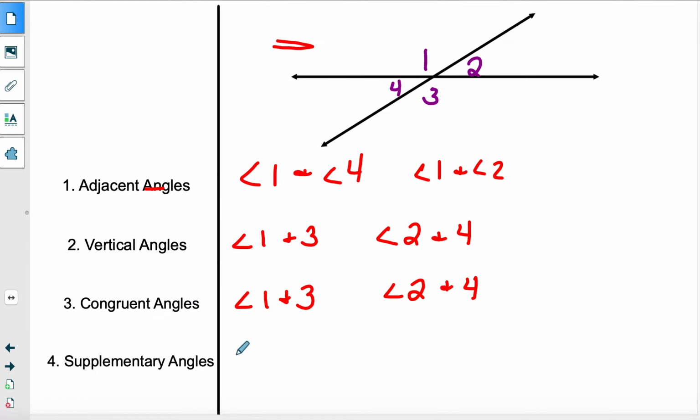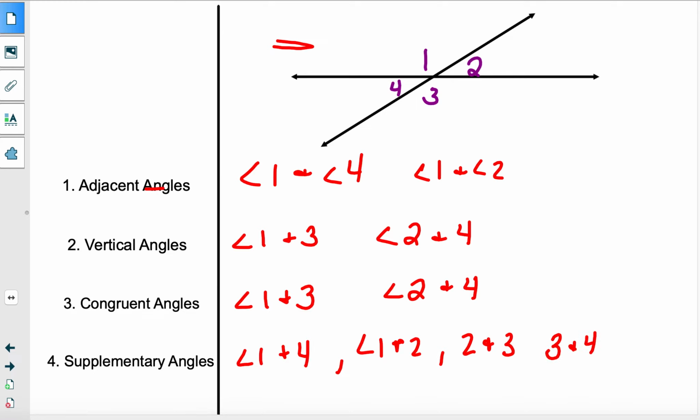And lastly, supplementary. Supplementary are right next to each other. So these two, 1 and 4, they make 180 degrees. 1 and 2 make 180 degrees. 2 and 3 make 180 degrees, and so does 3 and 4.